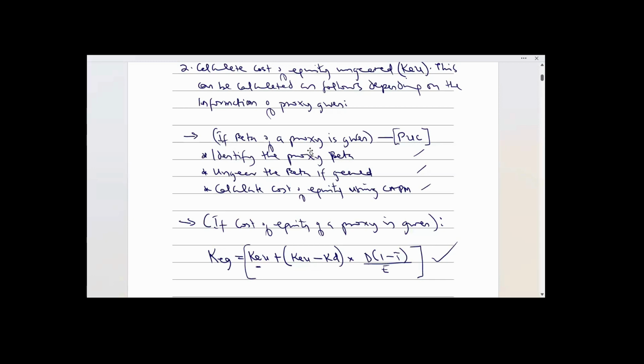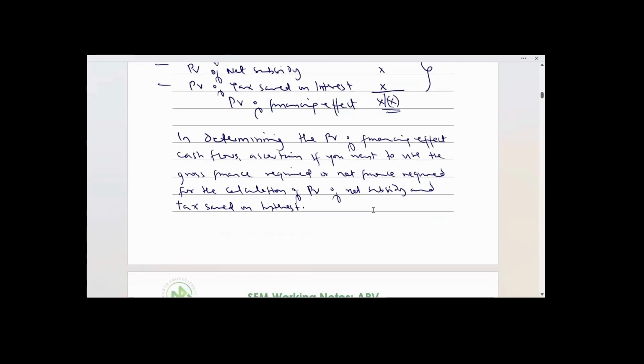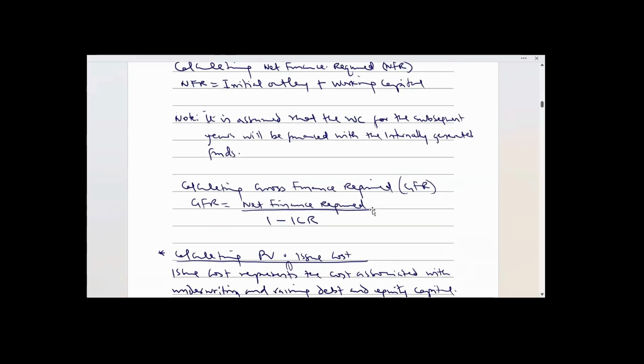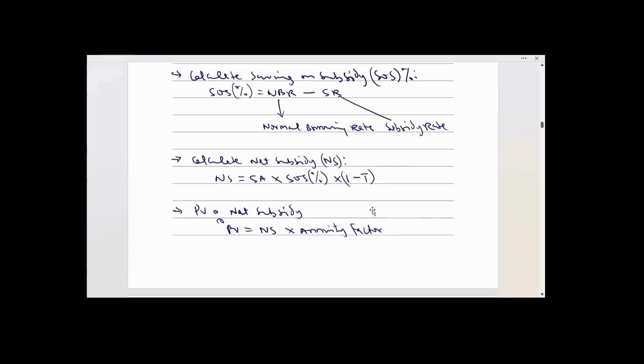Sir, please, can you display the decision rules again, please? I didn't really get it. I said the decision rule: if APV is positive, you accept the project. If negative, you reject the project. That's all. All right? Is it clear? Yes, I see. Thank you.